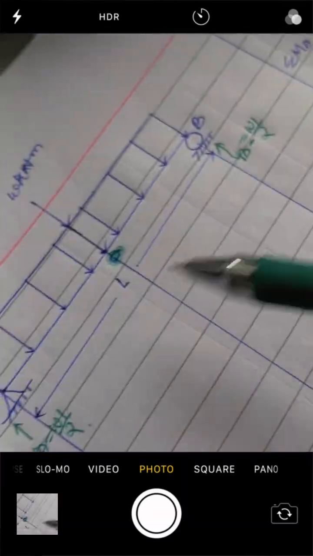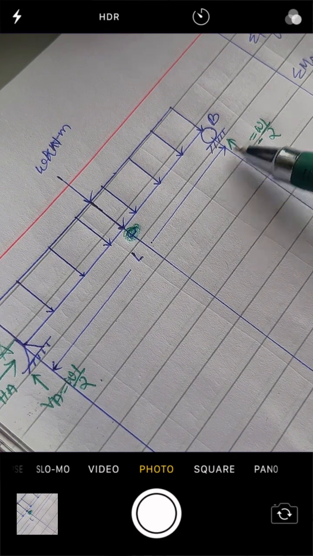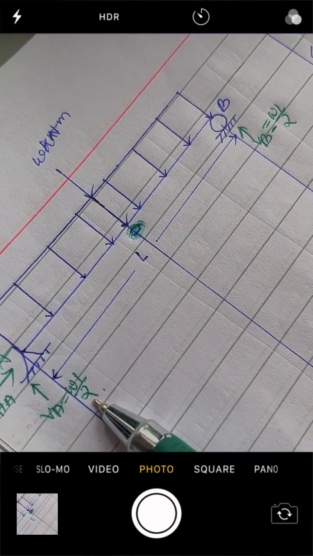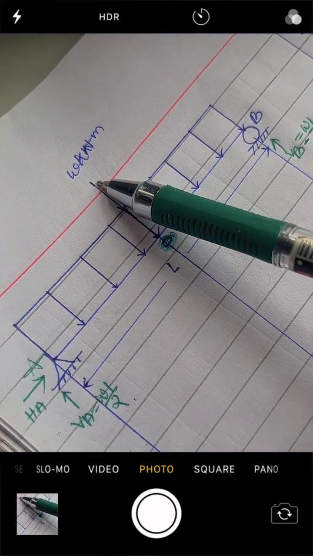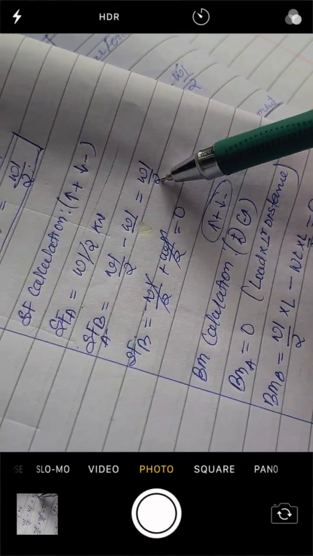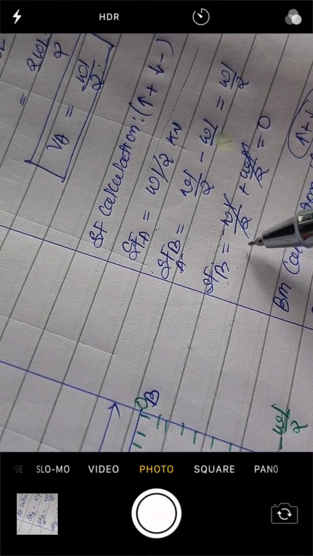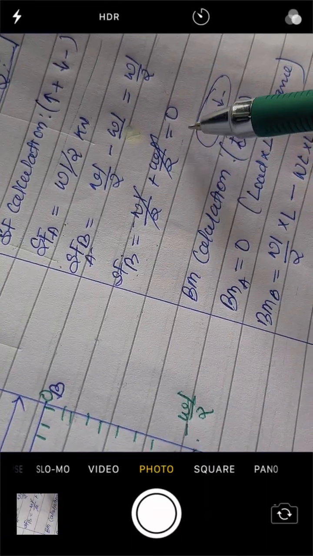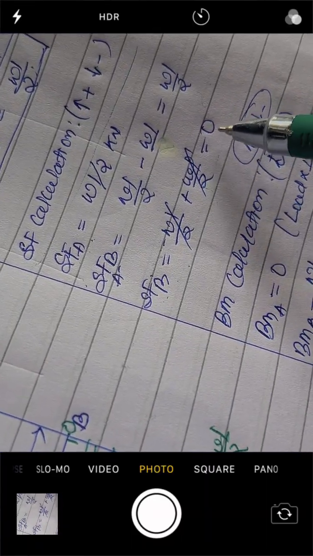Shear force at A to B, how much is it going to be? WL divided by 2 minus W into L, isn't it? So from here, it will be minus WL by 2, and shear force at B is minus WL by 2, and we already have VB equal to WL by 2. So this will get cancelled, and shear force at B is going to be 0.